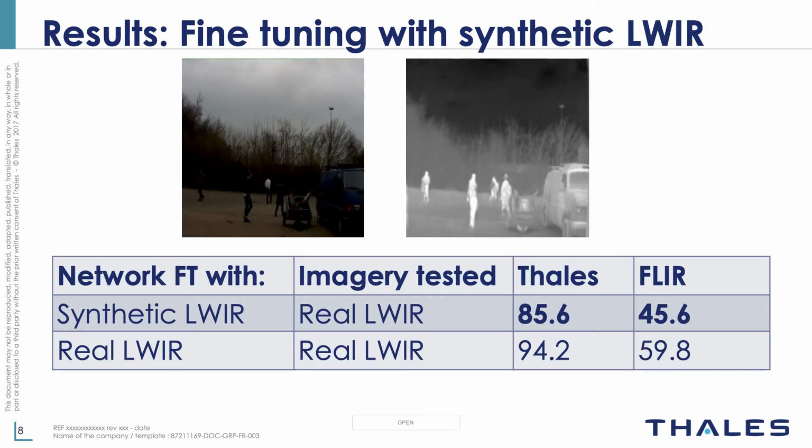When testing the Tallies and FLIR real long-wave IR imagery, we achieve F1 scores of 85.6% and 45.6% respectively. These results are comparable to the F1 scores produced when fine-tuning with real long-wave IR imagery, but with the crucial advantage of not requiring extra annotation. This method produces higher F1 scores than those in approach 1 and shows how accurately we can detect in long-wave IR imagery using no real long-wave IR images or labels for training.